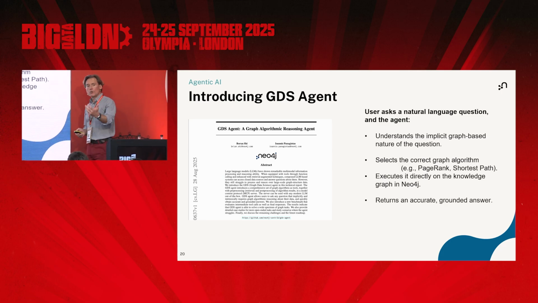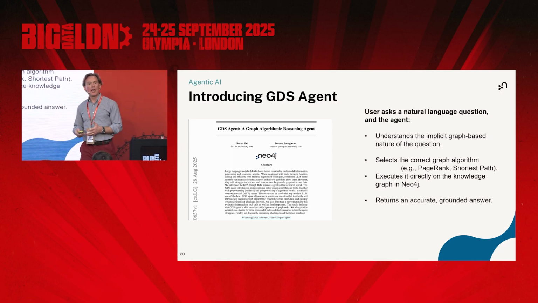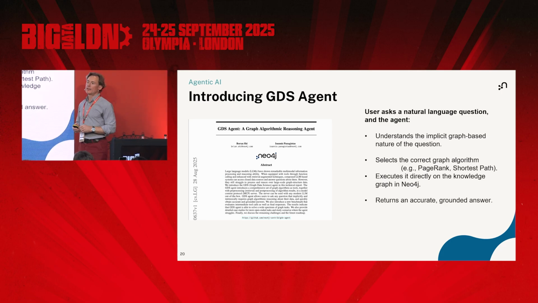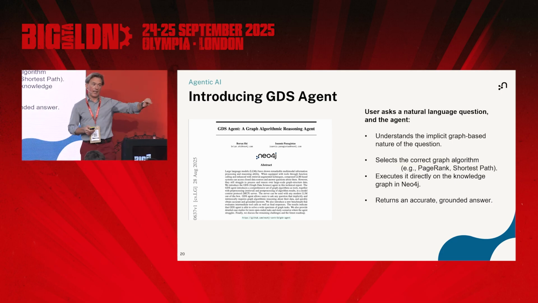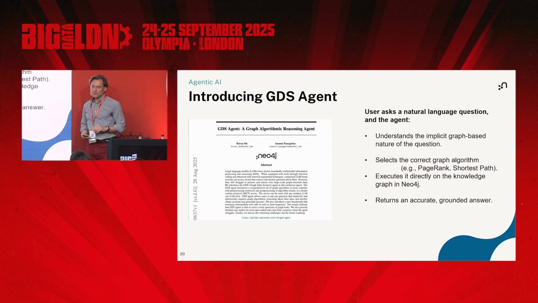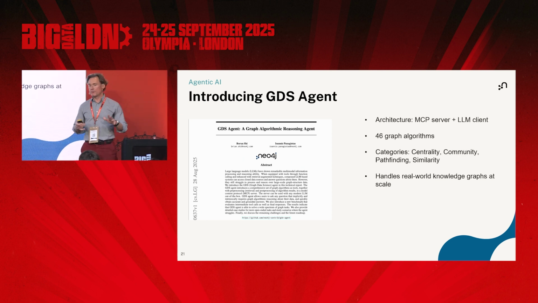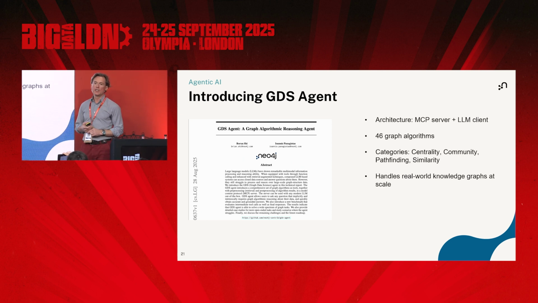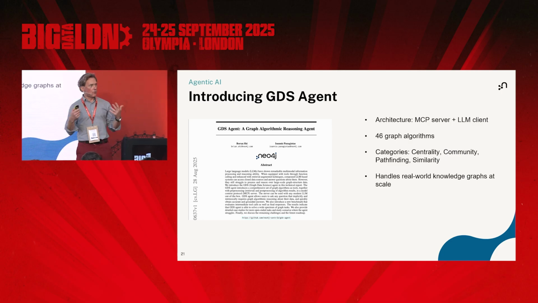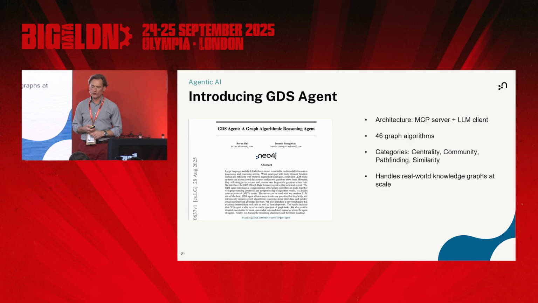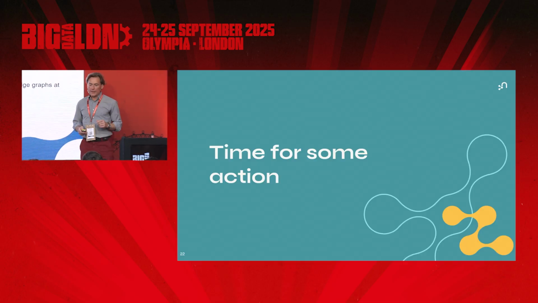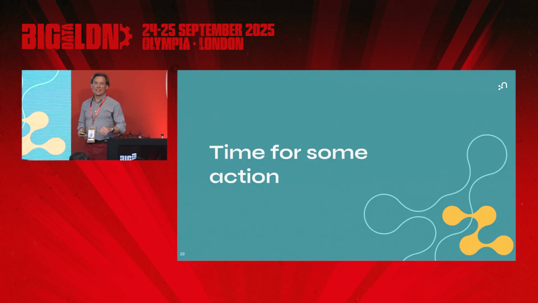Then the results get returned to the LLM, and as we'll see in the demo, the LLM can do some cute things with those results as well. Under the hood, it's an MCP server. We currently have almost 50 algorithms, and that will be expanded. It runs directly on the knowledge graph. Okay, so let's see this in action.